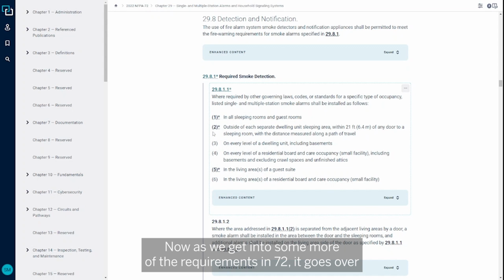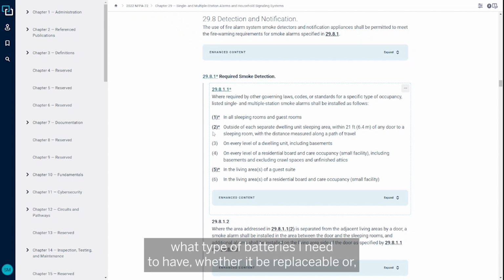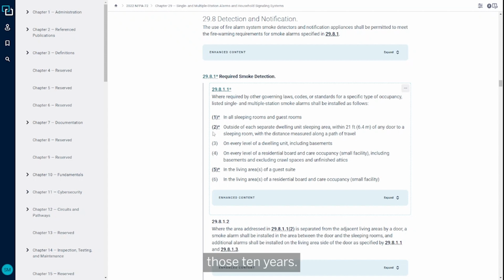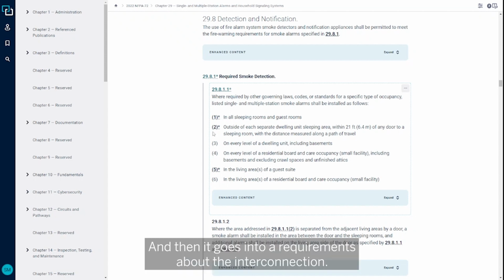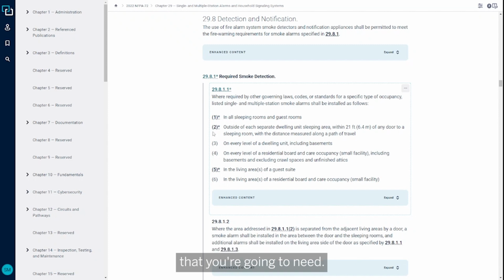Now, if we get into some more of the requirements in 72, it goes over what my power requirements are, whether I need to be hardwired, what type of batteries I need to have, whether it be replaceable or those 10-year batteries, and then it goes into requirements about the interconnection. But as far as locating those alarms, these are the requirements that you're going to need.